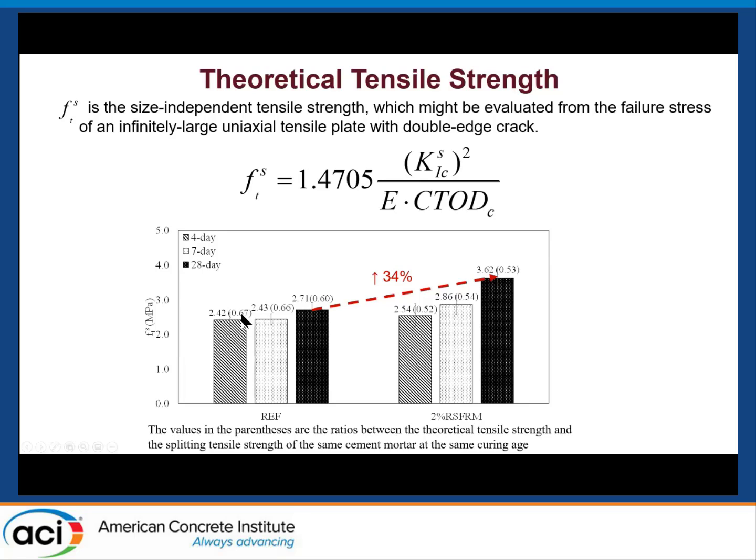So we can see the ratio is always lower than 1, which means the theoretical tensile strength is always lower than the split tensile strength. And this conclusion is in very good agreement with the size effect theory proposed by Bažant. So as we can see, by adding 2% recycled steel fiber, the theoretical tensile strength can be improved by 34%.